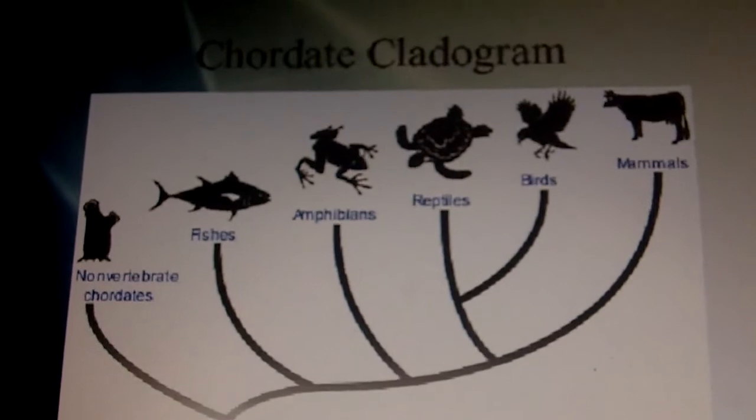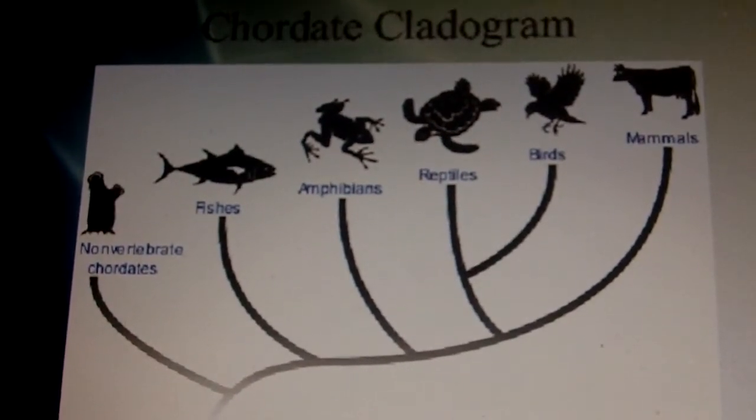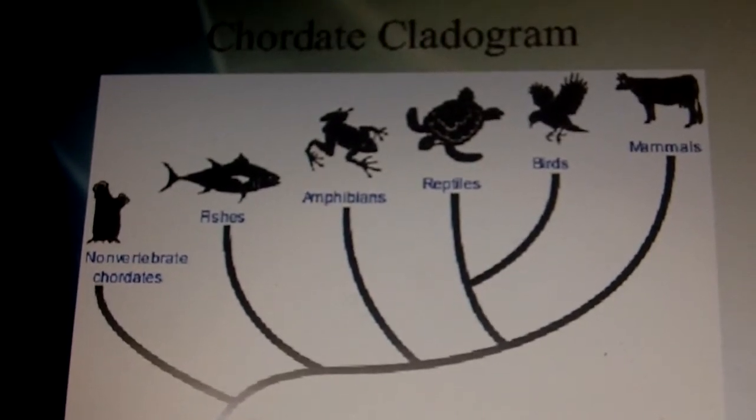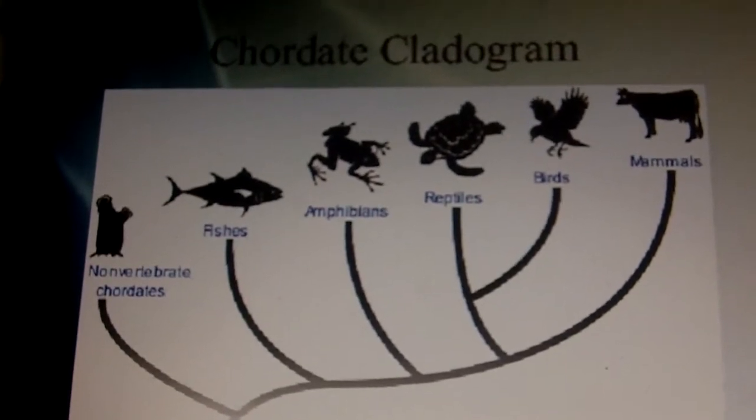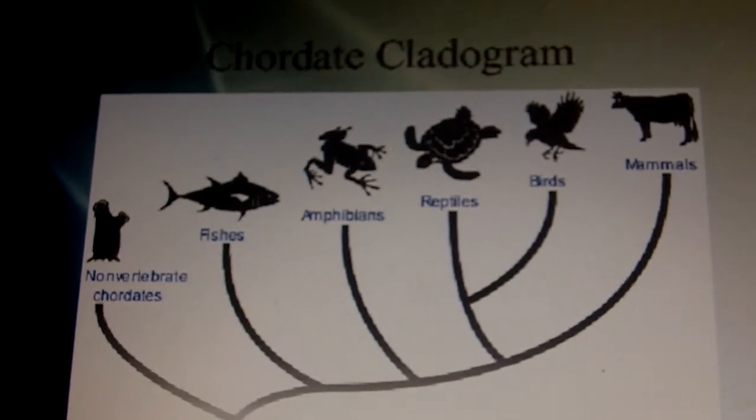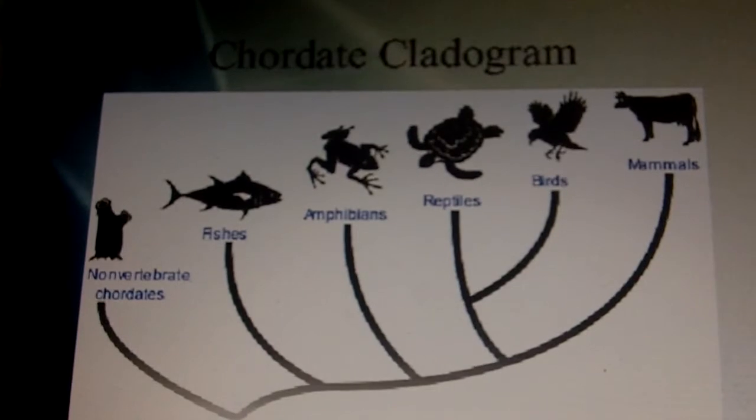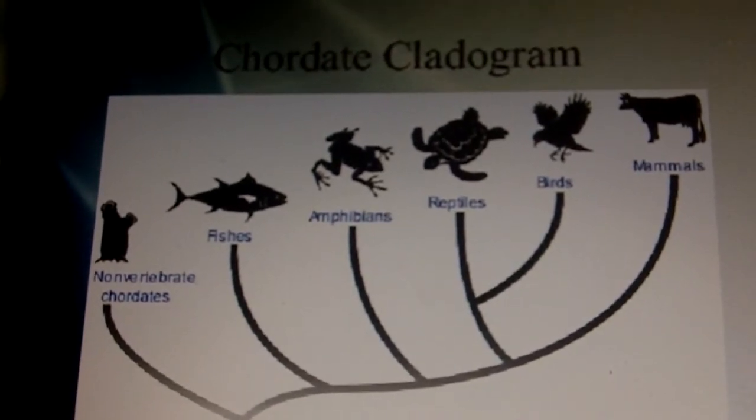Now this is another diagram. It's a chordate cladogram, and it shows you where each class is on the chart. It begins with the non-vertebrate chordates, the ancestors. And then you have your classes: fishes, amphibians, reptiles, birds, and then way over here on the top right, mammals.